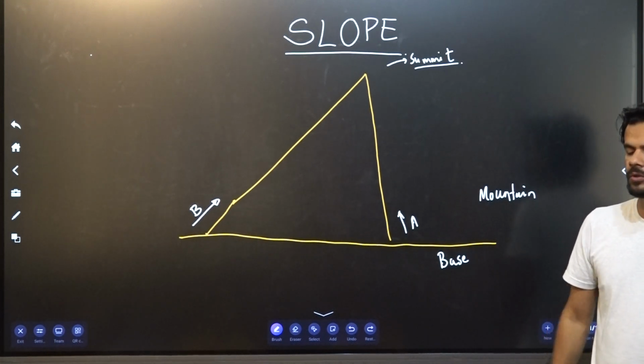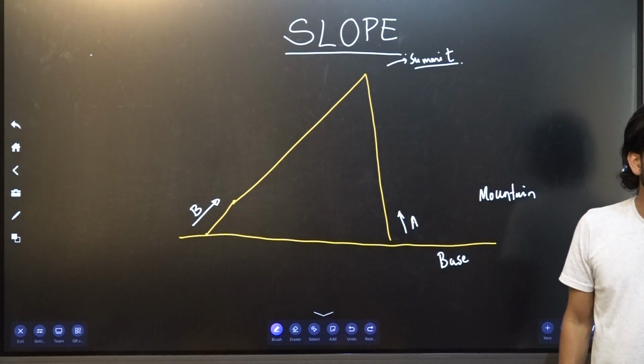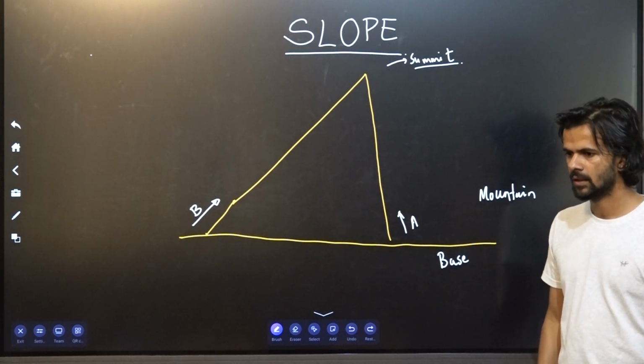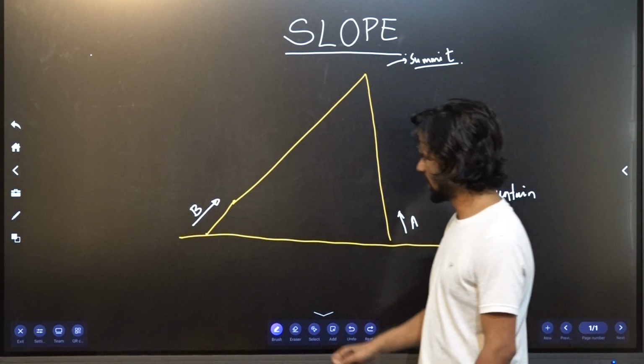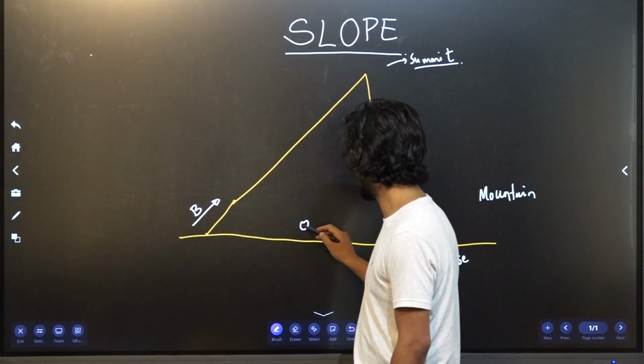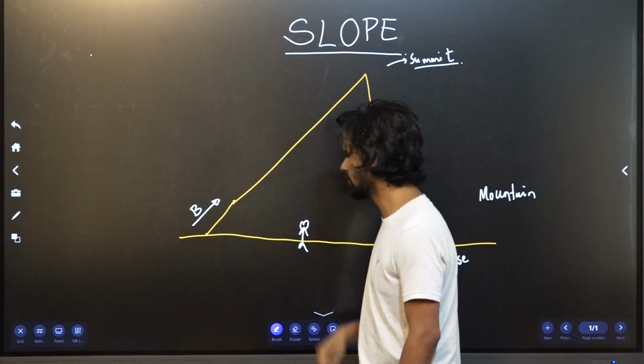Which one would you choose? Path B. Somebody would choose path B, somebody would choose path A. You are at the base, right? You could be somewhere here. You have equal possibility of choosing one of these two paths.